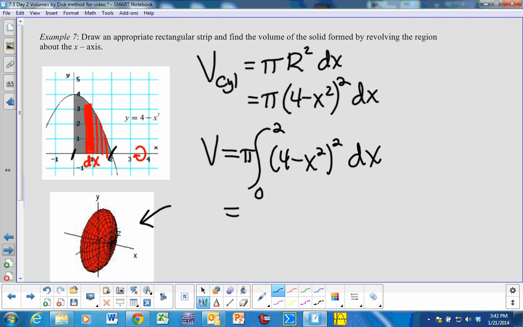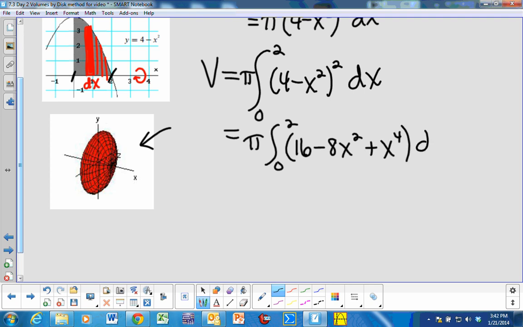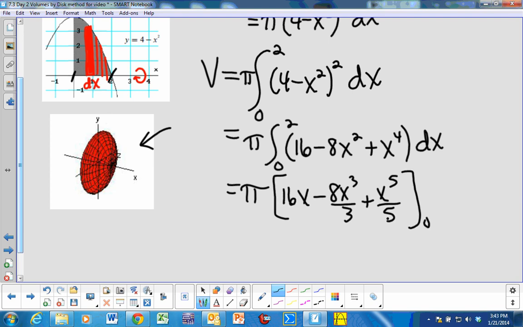So that's going to give me pi times the integral from 0 to 2. I need to multiply that out, so that's 16 minus 8x squared plus x to the 4th dx, and then just continue with the integral. Once you have it set up, the rest of it's really easy. It's just using all the methods that we've done. So we're just going to integrate each of our parts, and then substitute our values.